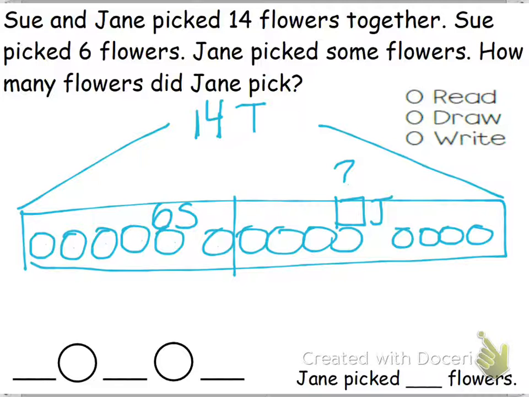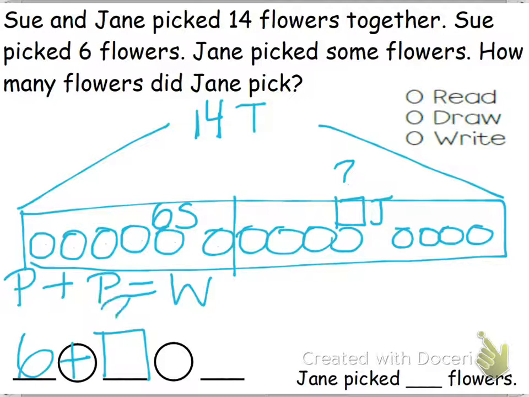But we could still make this into a number sentence even though our part is missing. We're going to make this into an addition number sentence because nothing was taken away. Now, could you do a subtraction? Yes. But we're going to do an addition one. So, we know that for addition, it's our part plus the other part equals our whole. So, what is our first part? 6. Plus our other part, we don't know, mystery box, equals our whole, which is 14.